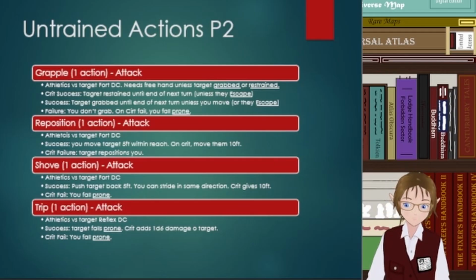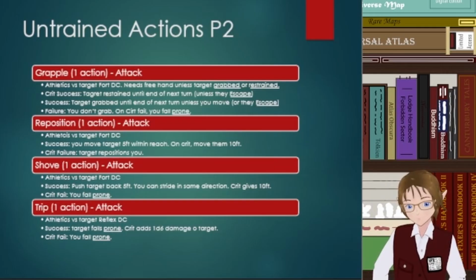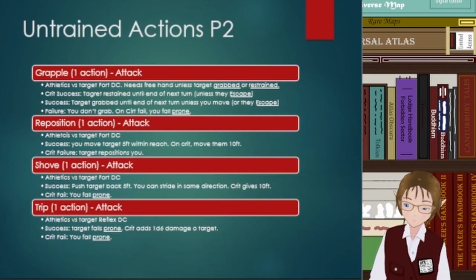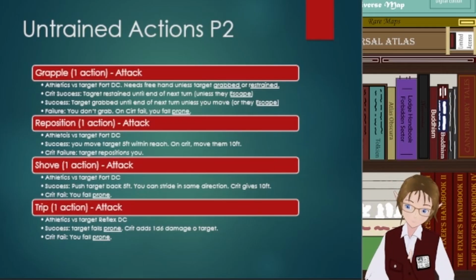The point of all of these actions, which only take 1 action each and apply only 1 multi-attack penalty, is that you can, as a marshal, affect the battlefield, move creatures around, and apply conditions which give your allies a higher chance of succeeding against them.